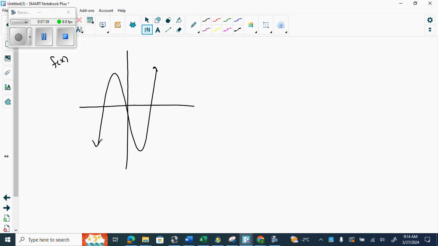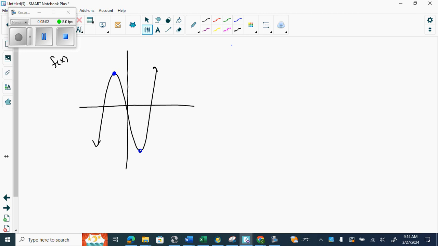This is f of x. Just the graph of f of x. We agree? This is what we've always looked at. If I ask you for maxes and mins, where would they be? The max would be here. The min would be here. They are where they are. We agree?